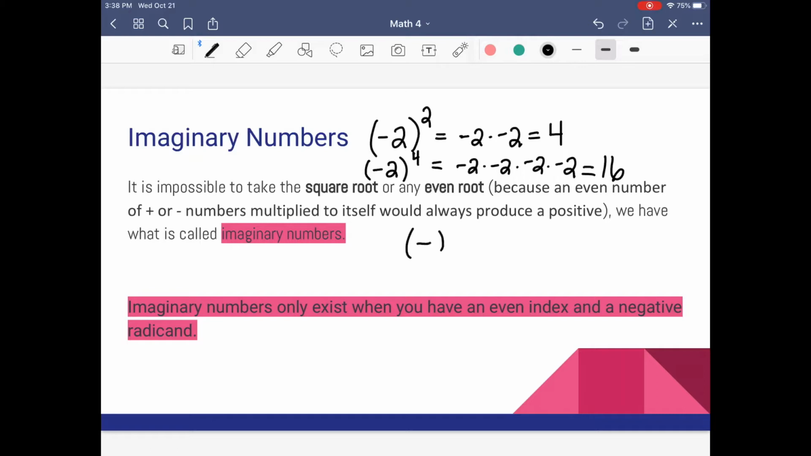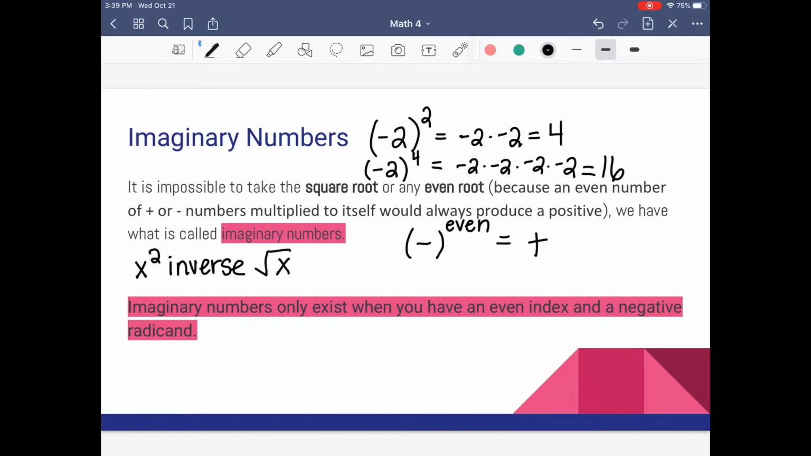So if I take a negative number and raise it to an even exponent, it will always turn into a positive number. The reason that we have an imaginary is because taking the even root of a negative number cannot exist. Why can it not exist? Because taking the square root of a square is the inverse of the other. If I have x squared, the inverse of x squared is taking the square root of x. If I square a negative number, it will turn positive. So I can't take the square root of a negative number because it never existed to begin with.